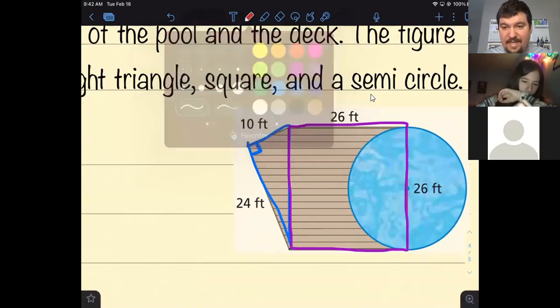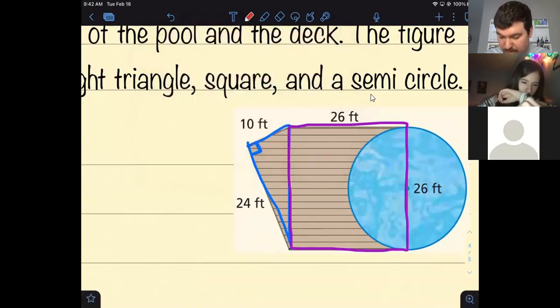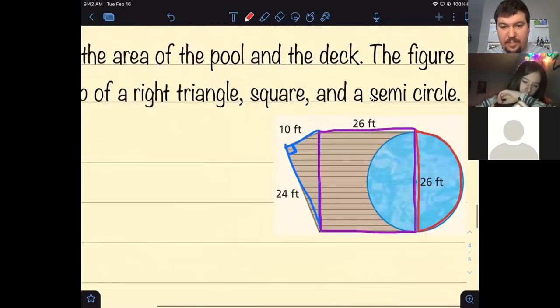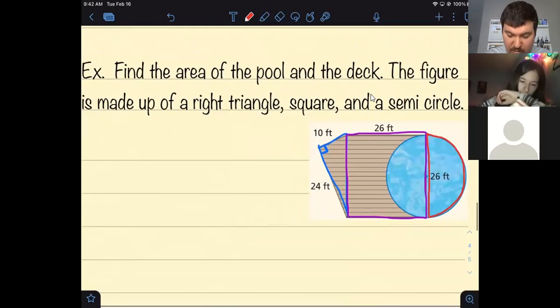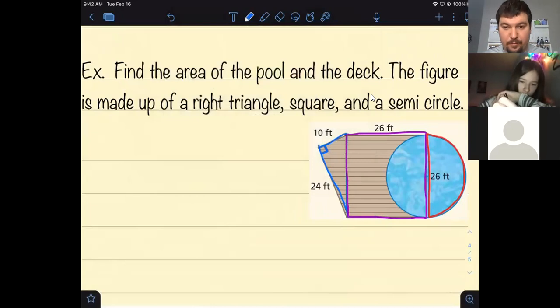Now, the reason it's saying semicircle and not a full circle is because half of the pool is going to be accounted for when we find the area of that purple square. Okay, so we don't want to count that area twice. So let's start with that right triangle, which I highlighted in blue.